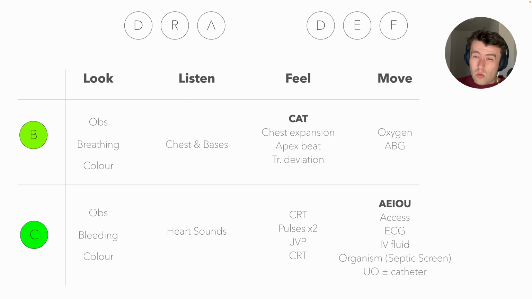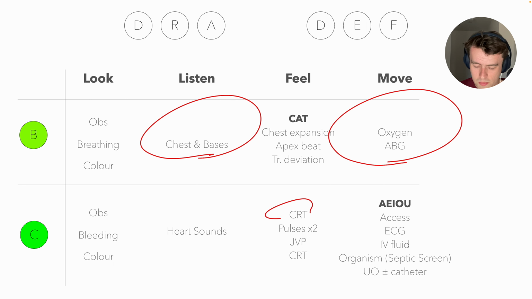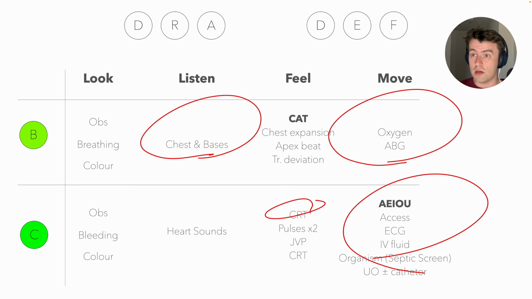So I've thought, okay, oxygen and ABG is pretty easy to remember, but to remember all of the things for AEIOU, that's why I use the vowels to clump them together. So at 3 o'clock in the morning, if the patient has a problem, you do it. And what we're saying here, quite simply, is if there is a problem with one of these sections, say there's a problem with the chest and bases, then oxygen and ABG. Problem with capillary refill, then AEIOU, okay?